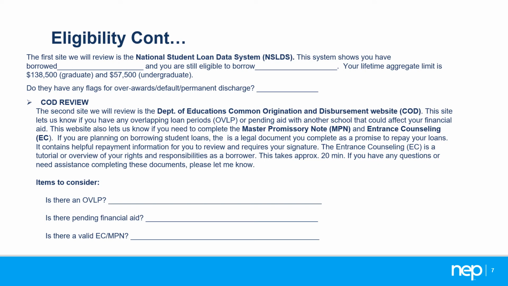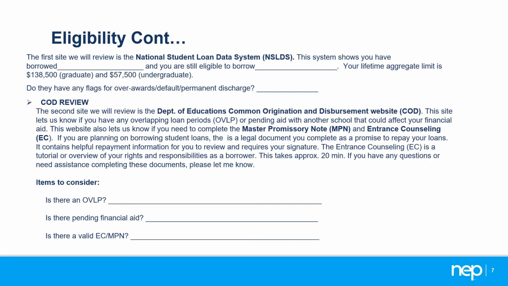While on the National Student Loan Data System website, discuss how much they have borrowed, how much is left, and what the aggregate loan limits are for their grade level and dependency status. Make sure you note if there are any flags on the website, including overawards, default, or discharge.